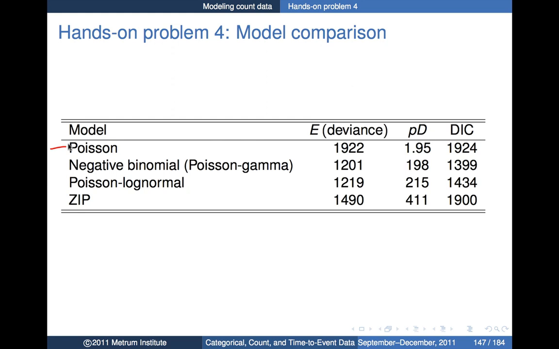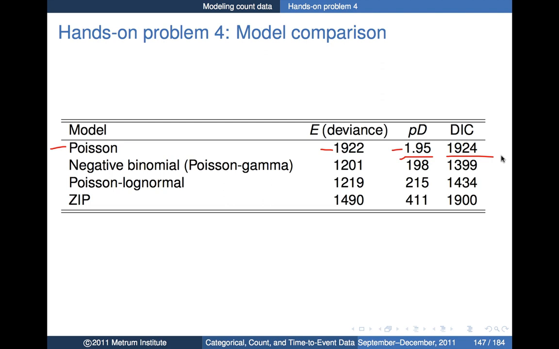So we can start out with our Poisson model. You can see the expected deviance here. Not surprisingly, for a very simple model like that with no hierarchy to it, the PD is roughly equal to the number of actual parameters, our intercept and our slope. So you can see it's roughly 2. And here's your DIC value here. So that becomes our base comparator here.